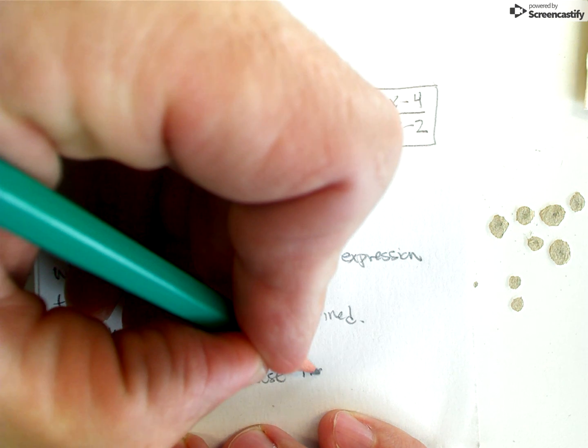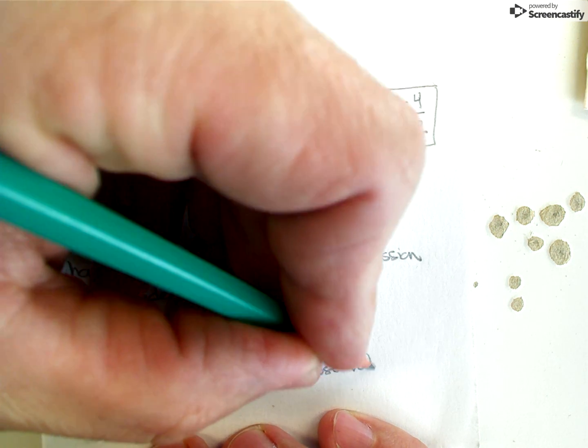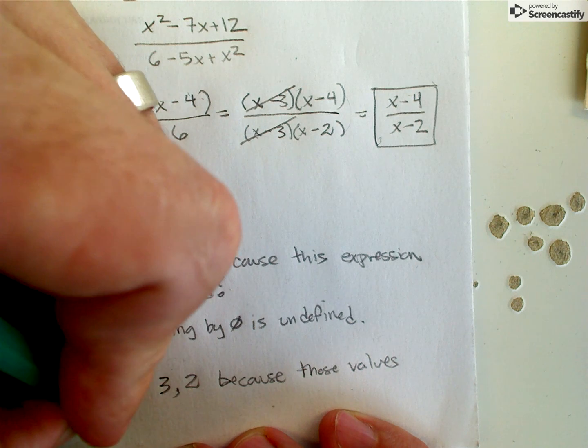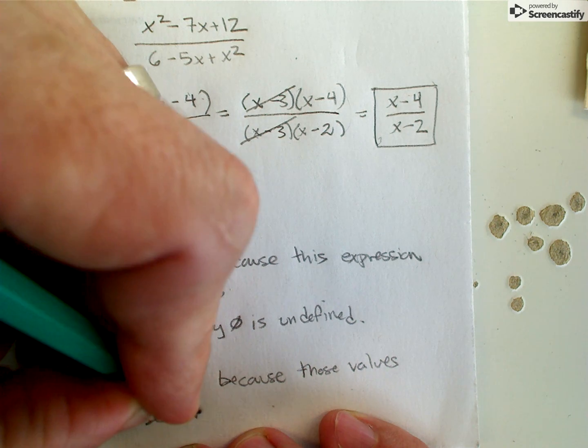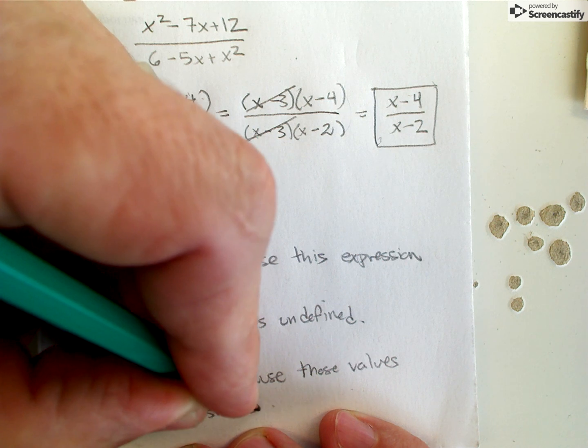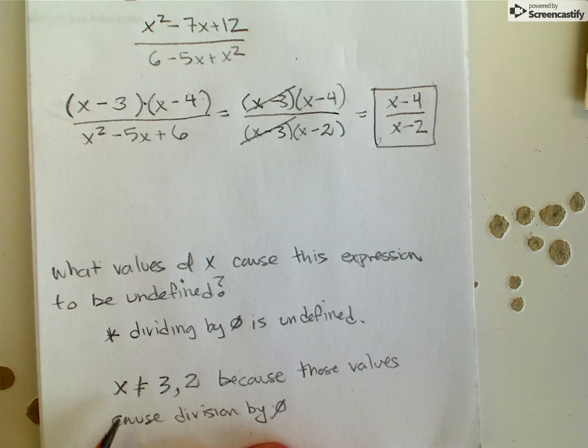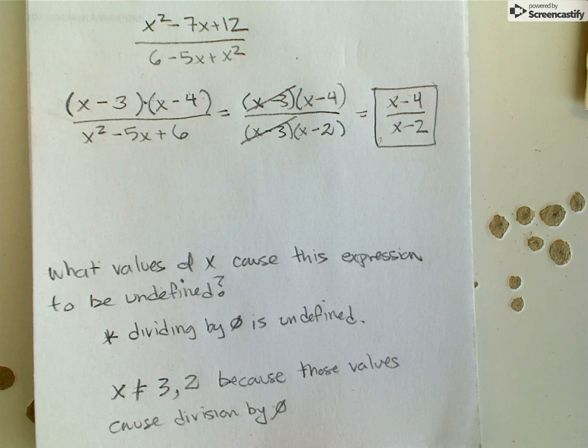because those values cause division by 0. Some statement that just demonstrates why these values are not allowed. And that is today's warm-up.